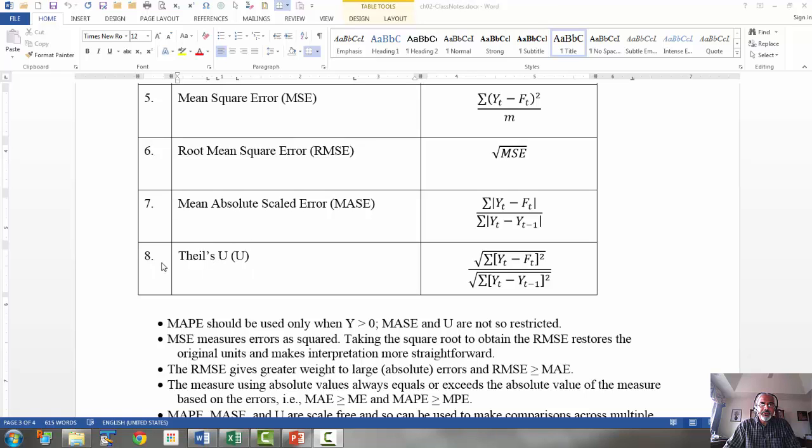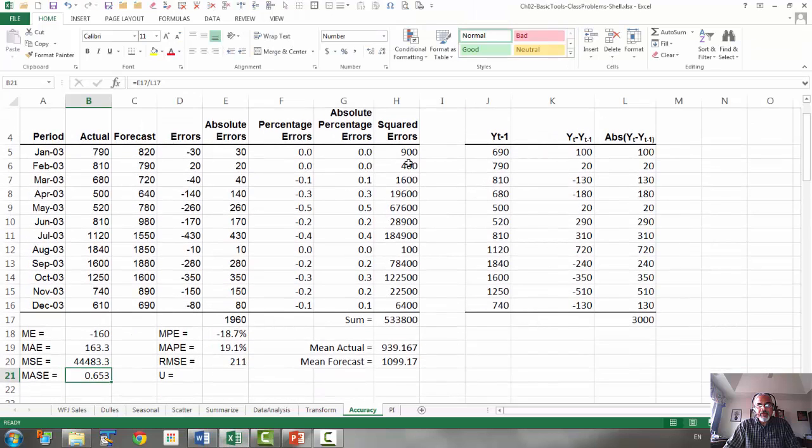Next is Thiele's U, and here we take the squared sum of the squared errors. Square root of that is in the numerator. The sum of the squared errors of random walk forecast, that's in the denominator. So let's go to Excel. So here we have the squared errors, the sum of squared errors here, and take a square root of that for the numerator. But here we have to take the error from random walk and square that.